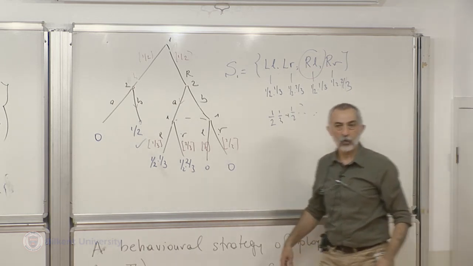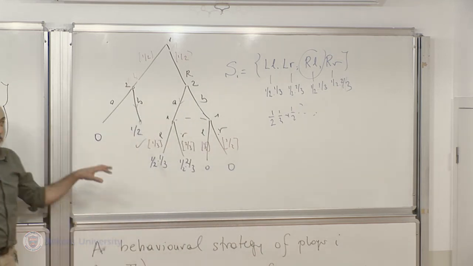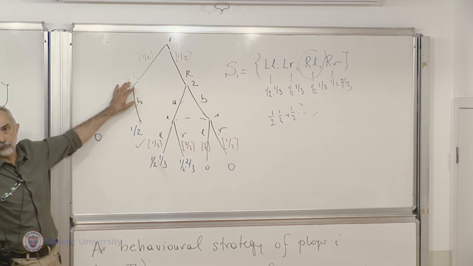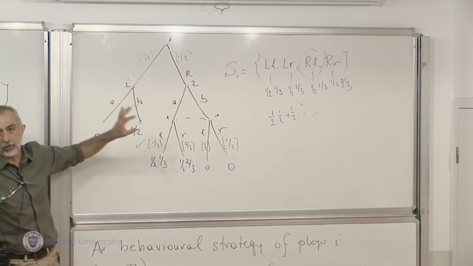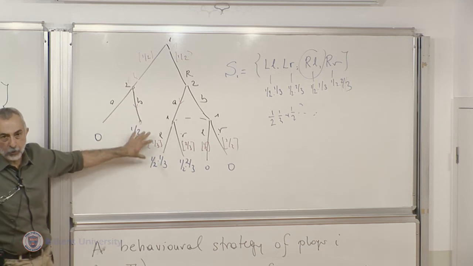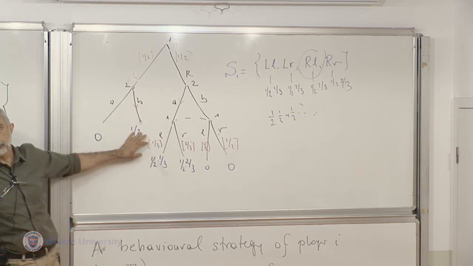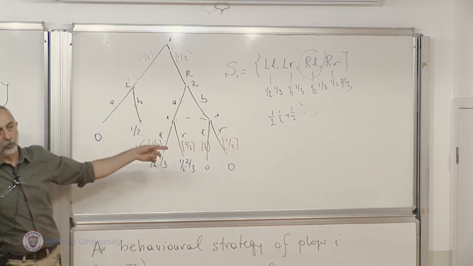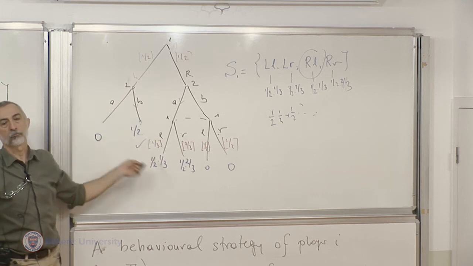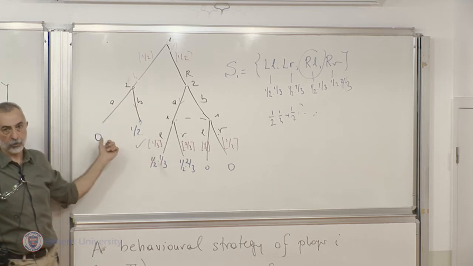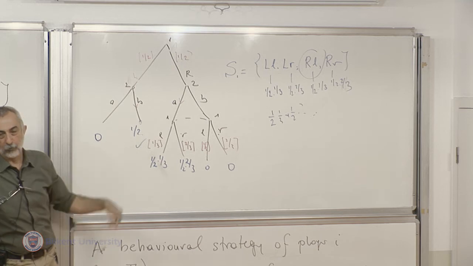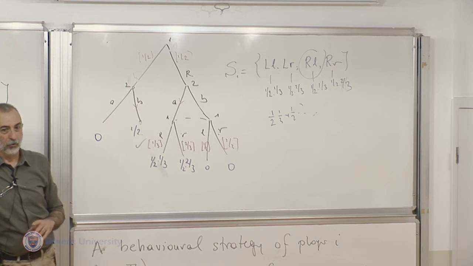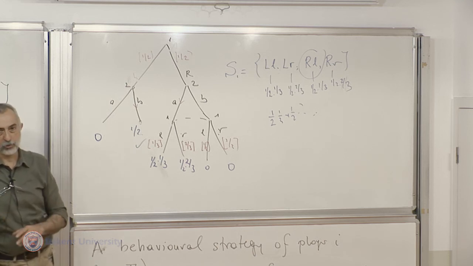So actually, what we have is, given any extensive form game, any behavioral strategy profile of the agents in that extensive form game, there is a mixed strategy profile which induces the same probability measure over terminal histories. Now, the other way around is not always true. But it is true for most interesting cases.